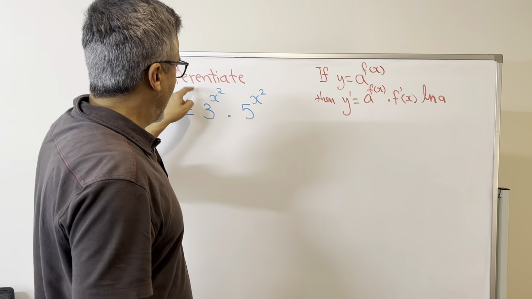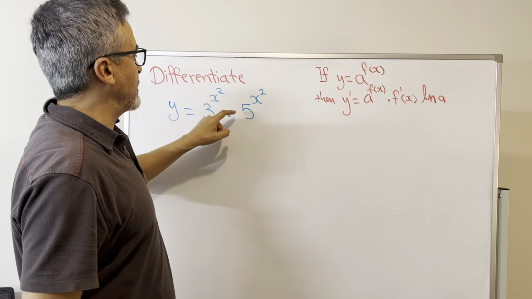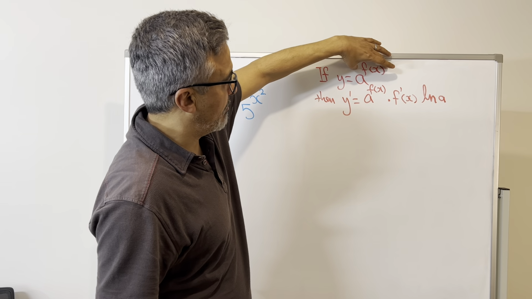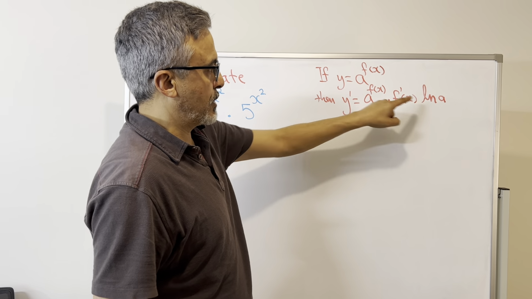Hi again, we're going to differentiate y equals 3 to the power of x squared times 5 to the power of x squared. A few things we must know. We should know the rule for taking the derivative of y equals a to the f of x, where a is basically a number. Then y prime will be a to the f of x, so you just rewrite this again, and then you do f prime of x, so you take the derivative of this, and after that you just multiply by ln of the base, so ln a.